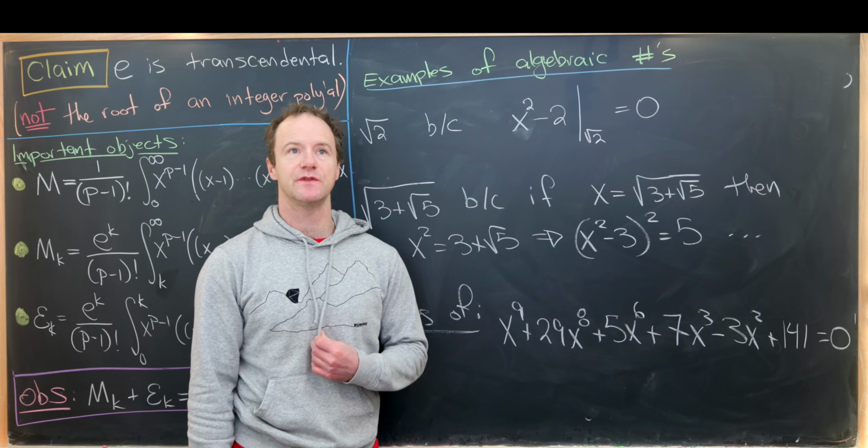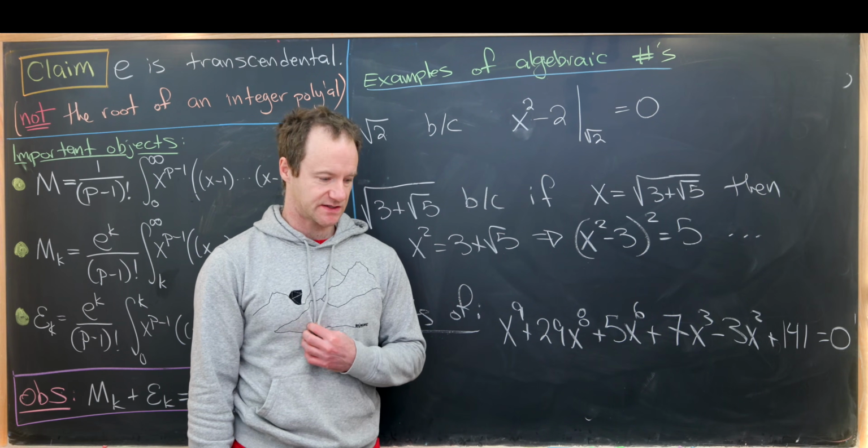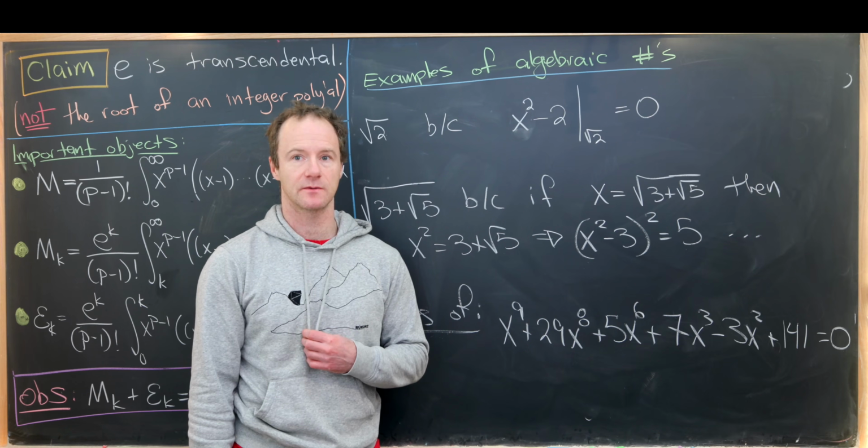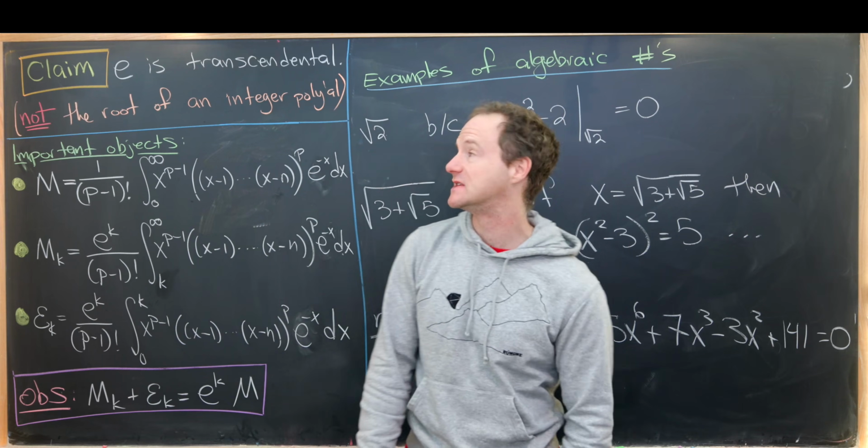So in a previous video, I showed that the number e, Euler's constant, was indeed an irrational number. So today I want to show that it's a transcendental number.